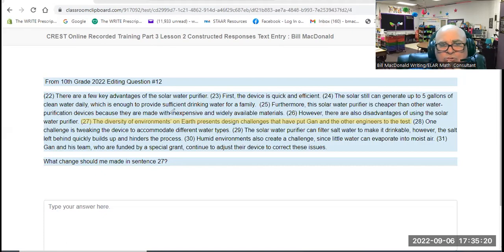Now, right away when I look at that, what I want you to tell your kids to do is to draw a wall after the word and check and see, can I own the next word? Can you possess the word on? And since that can't be possessed, that's going to be my first red flag that I think I need to take out that apostrophe or that contraction on environments. On Earth, because that's the name of my planet, presents design challenges that have put Gone or GAN and the other engineers to the test, period.